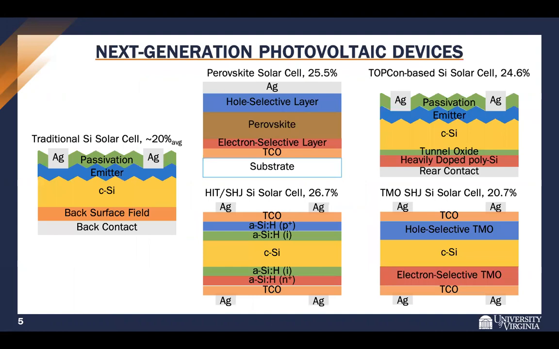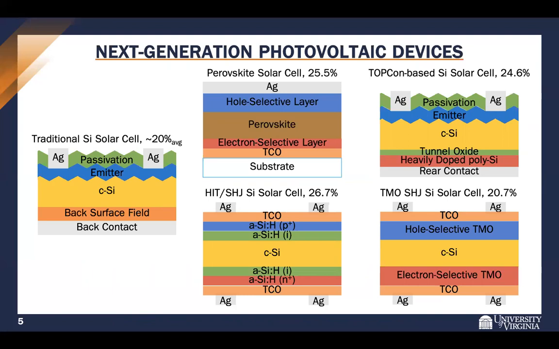So what are the next generation photovoltaic devices? First, I'll go over a traditional silicon solar cell on the left there. You can see that this is an Al-BSF structure, so a back surface field. It also has a PERC front structure. And their efficiencies are limited to around 20% on average. And they don't use any sort of carrier-selective layers in the device structure.